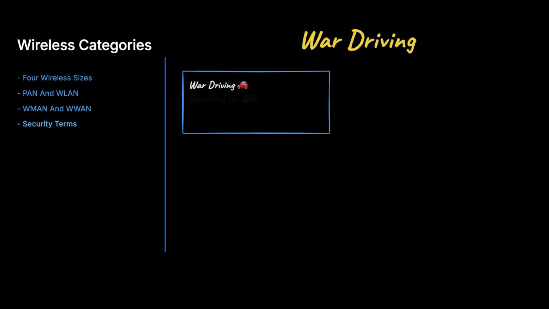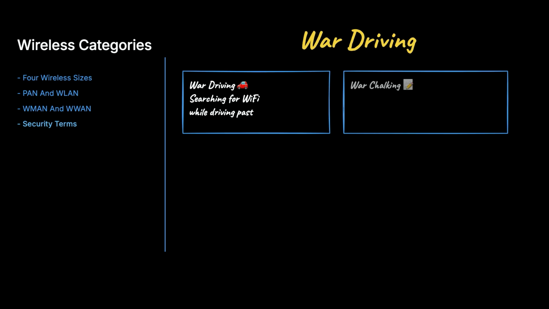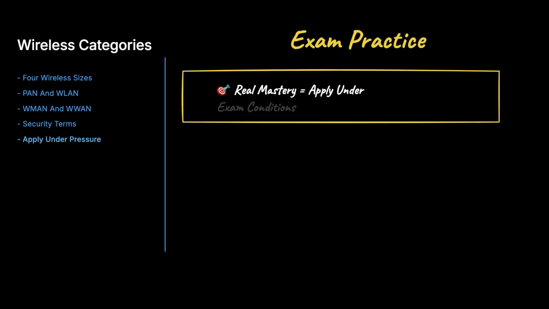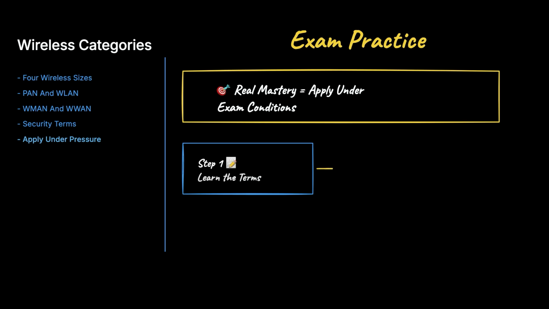The course also adds 2 colorful security terms. War driving means searching for wireless networks while driving past in a vehicle, while war chalking means marking a wall with symbols to show others where access is available. To keep the 4 categories straight, remember the ranges climb from meters to feet to a city to the entire globe.